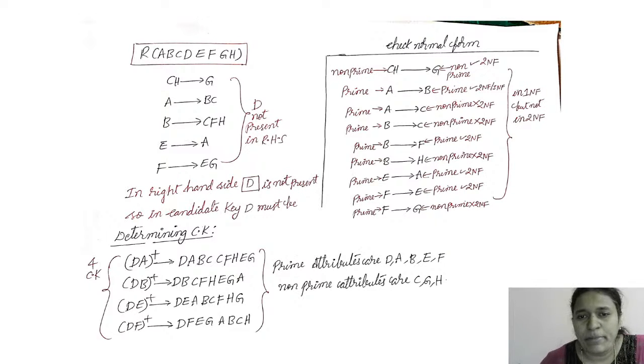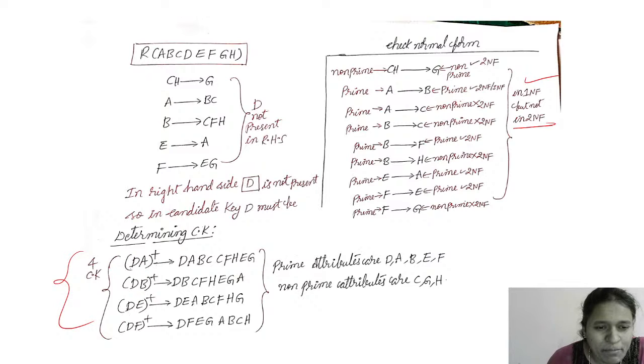Here I clearly explained the given relation. Finally, the given relation is in 1NF but not in 2NF, because we found the candidate keys. We got 4 candidate keys: DA, DB, DE, DF. From this we concluded that prime attributes are D, A, B, E, F and non-prime attributes are C, G, H.